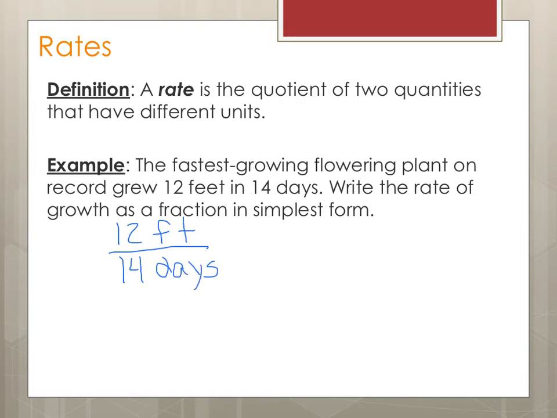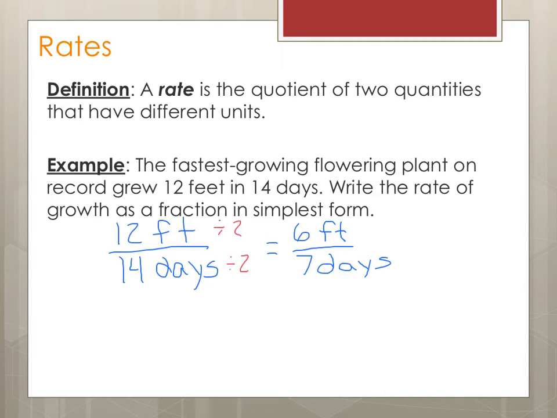Alright, and we notice that 12 and 14 have a common factor of 2, so we'll go ahead and divide that out. We'll divide the top by 2, and then divide the bottom by 2, and we'll get 6 feet over 7 days. And that's completely simplified. 6 and 7 don't have any common factors, so this rate is in simplest form.